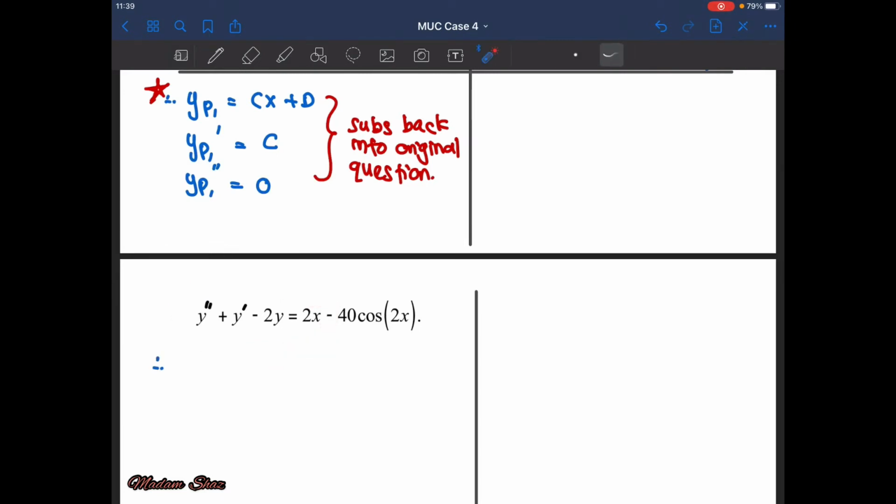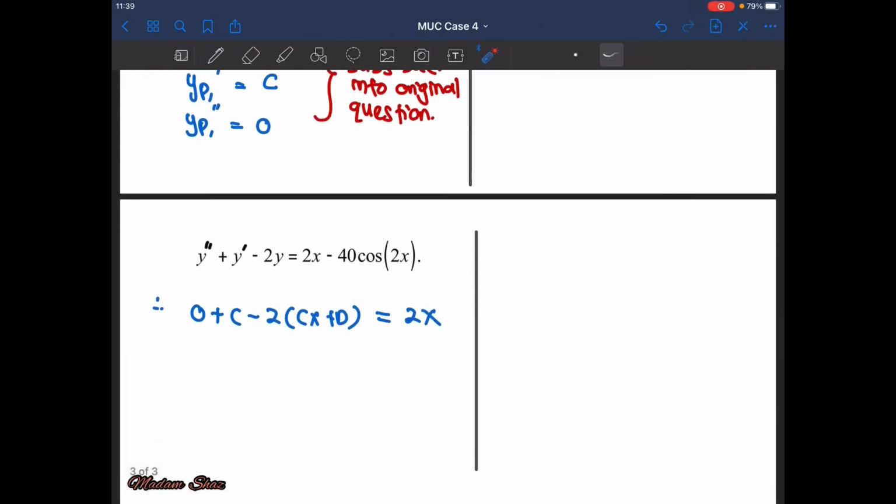So therefore, y double prime will become 0, plus y prime will become c, minus 2y, 2 multiply with cx plus d, is equal to 2x. Okay, so you have to expand the left hand side. c minus 2cx minus 2d is equal to 2x.